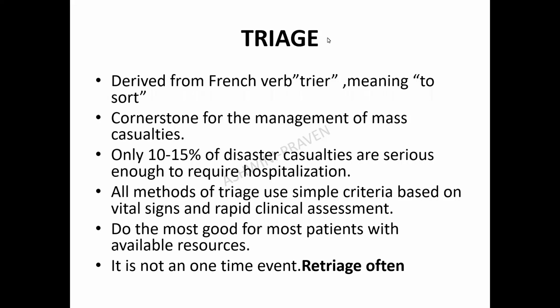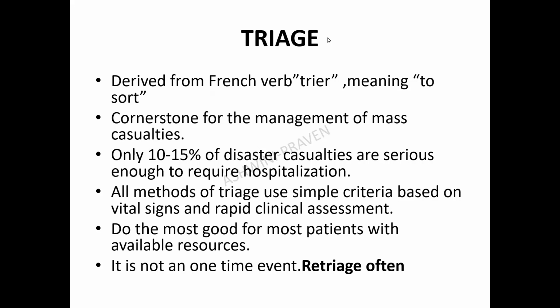So going on to triage, it is derived from the French verb trier, meaning to sort out. It forms the cornerstone of management of most mass casualties. So why is triaging important? It's because in most mass casualties, only 10 to 15% of the casualties are serious enough to require hospitalization. Unnecessarily admitting all the patients can give a big hit to the hospital resources, depriving the patients who really need them of the efficient resources that are possible.